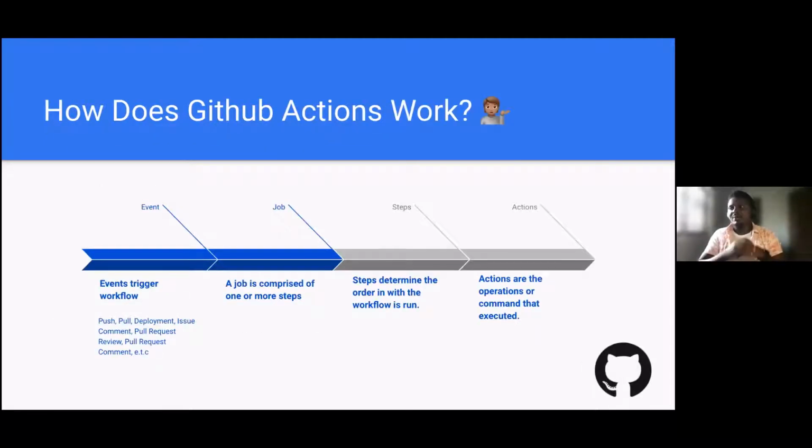Next, we have how does GitHub Actions actually work? Remember, I said that events trigger workflows. The heart of GitHub Actions is the workflow. So you have events that will trigger your workflow. You have a push, pull, a deployment, issue, comments, a lot of other actions or triggers. Once these events trigger, your workflow would have one or more jobs that are going to be run. And each job is comprised of multiple steps, one or more steps in any case, and then steps themselves are a sequence of actions.